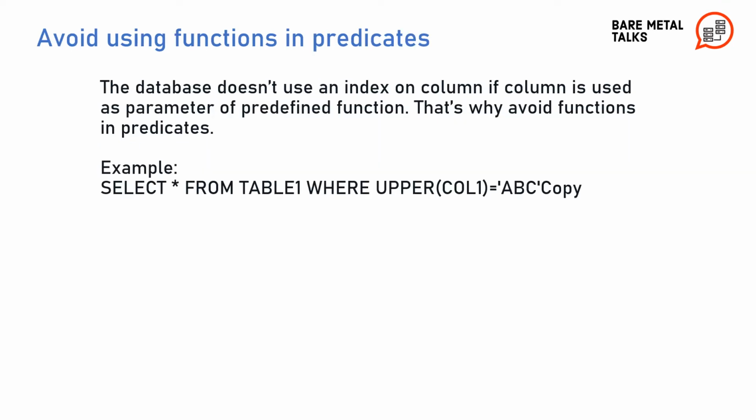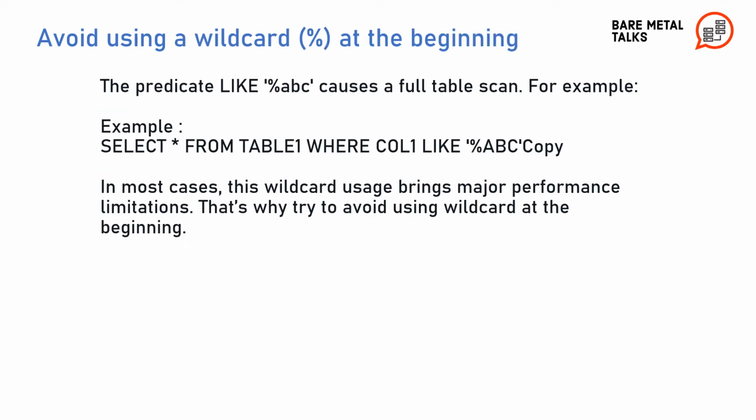Avoid using functions in predicates. The database doesn't use an index on a column if the column is used as a parameter of a predefined function. That's why avoid functions in predicates. A LIKE predicate followed by a wildcard causes a full table scan. In most cases, this wildcard usage brings major performance limitations. That's why try to avoid using a wildcard at the beginning of a LIKE predicate.